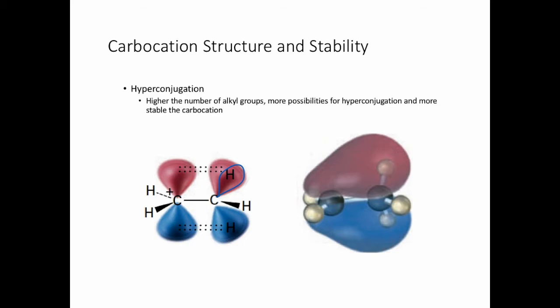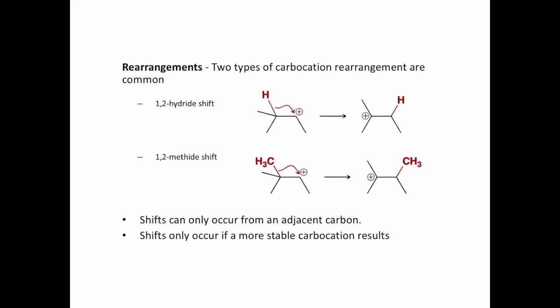a stabilizing effect. Now, carbocations can undergo something called a rearrangement that comes in 2 flavors. We have the 1,2 hydride shift and the 1,2 methide shift, also called a 1,2 methyl shift. So in this, we have a hydrogen moving over with these 2 electrons, and it's moving over just 1 atom over to the carbocation carbon. When it does that, the positive charge moves to where that hydrogen atom came from.